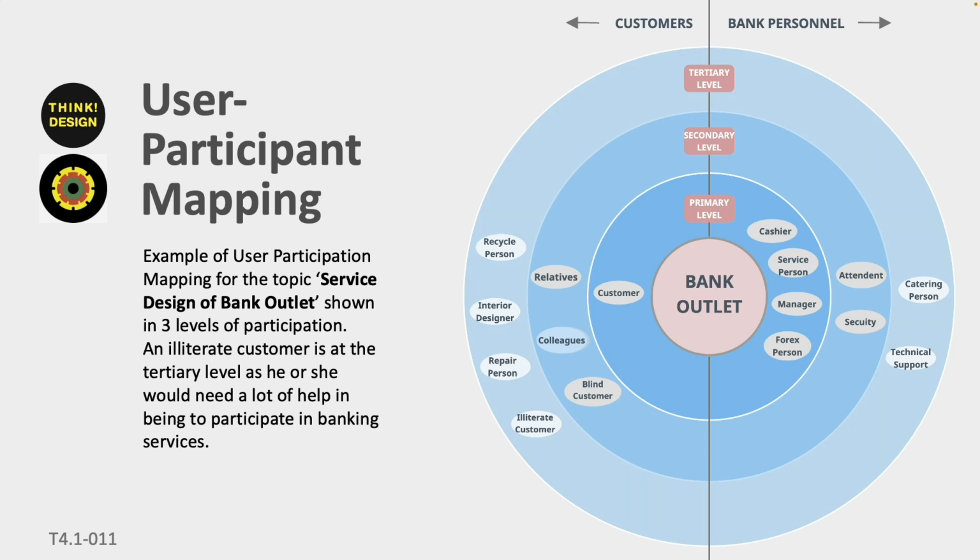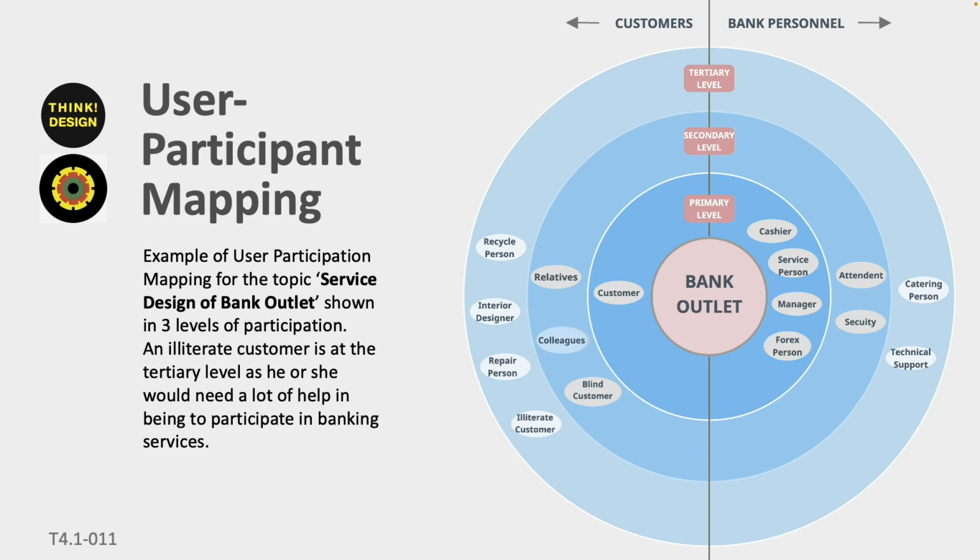Whether it should be in the tertiary level or secondary level, one can debate and decide on it. But at the tertiary level is the person who comes to collect and recycle forms and things like that. The interior designer for the bank is important. Once in a while they have to come and make things all right within the center. The repair or the maintenance person is also very important. Okay, so this is from the customer's point of view, right?